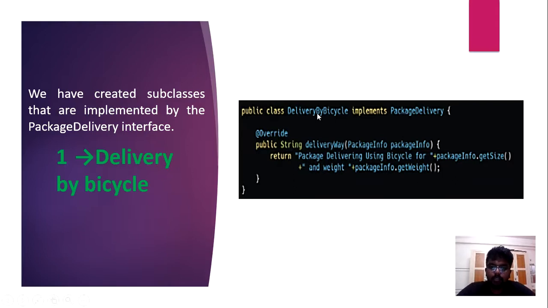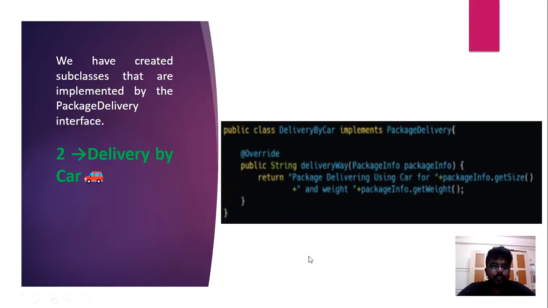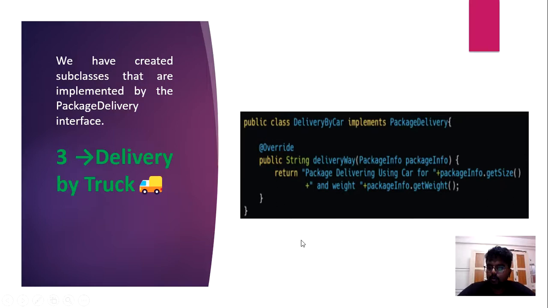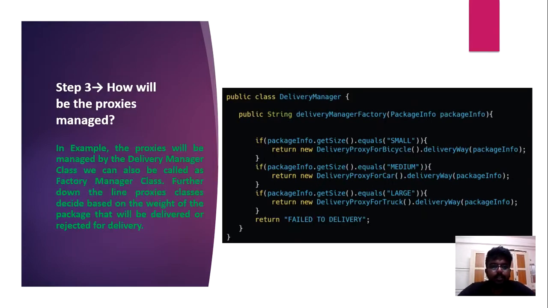So here I have shown the subclass that is being created, delivery by bicycle. Now let's take a look at the delivery by car class. This is a subclass that is also implementing the package delivery interface. Now let's talk about the delivery by truck. Here we have created a class called delivery by truck, which implements the package delivery interface.